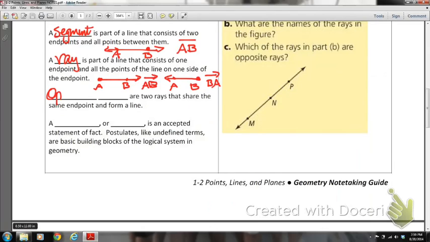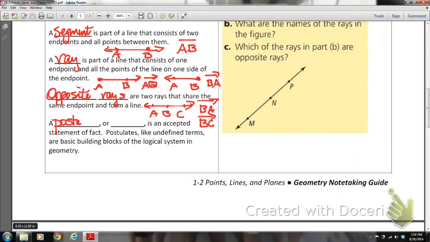Next, we have opposite rays. Opposite rays are two rays that share the same endpoint and form a line. So if we look at this example, we have ray BA with endpoint B going to the left through A, and we have ray BC with endpoint B going to the right through C. And those are opposite rays because they form a straight line.